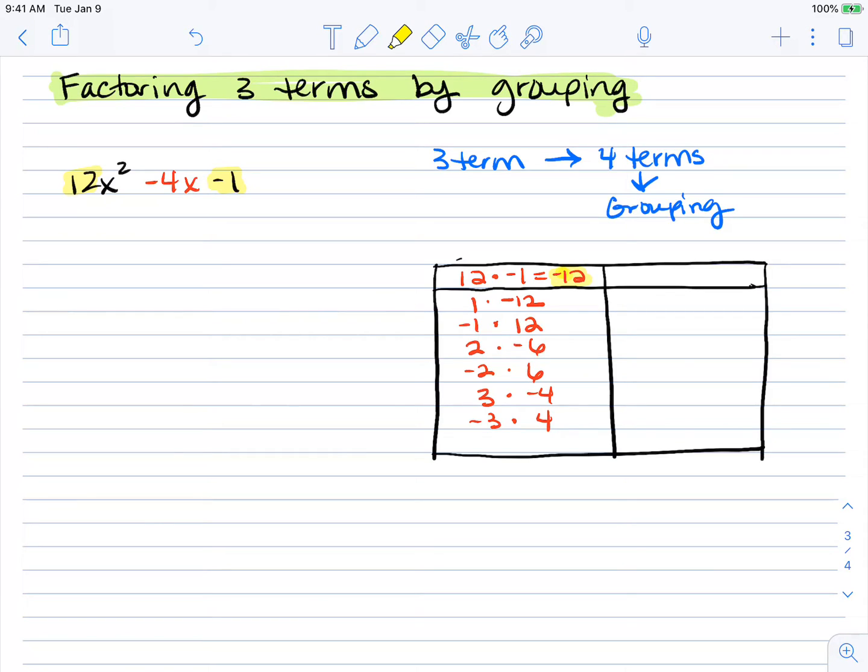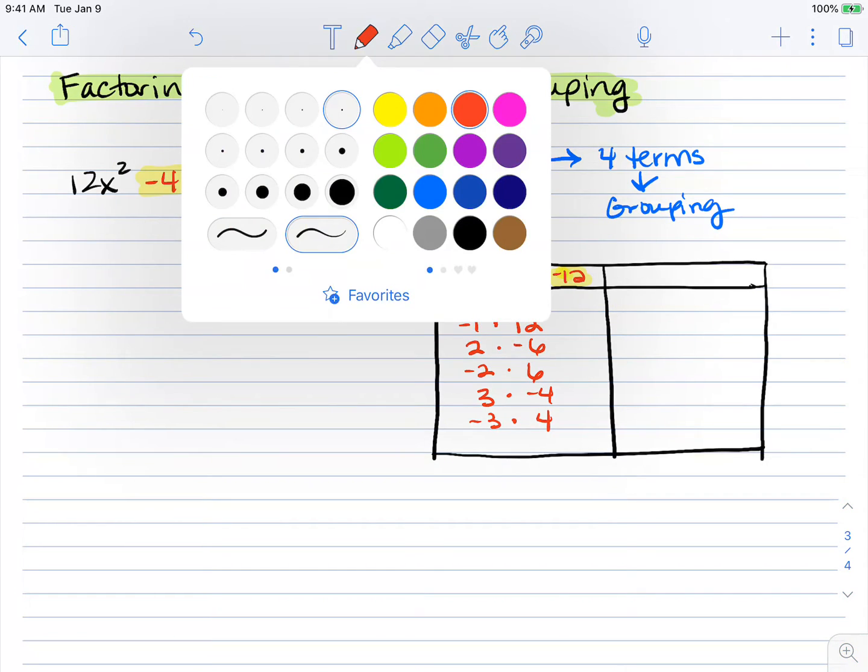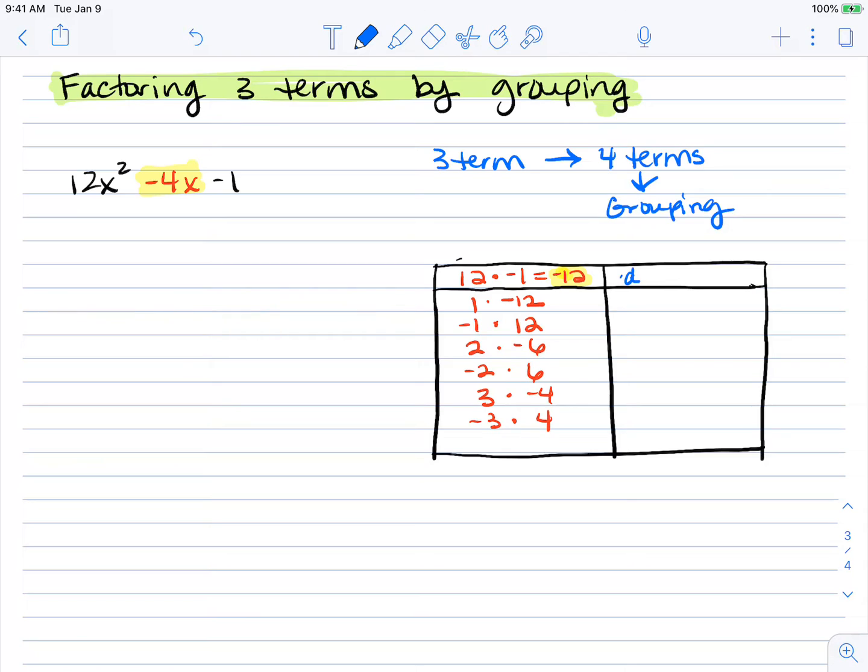Okay, now that I've done that, my goal is to take those pairs of numbers and find one that I can use to substitute this guy right here. So what I want is what adds to that middle number, to -4. If I'm looking at these, I know that these add to -11, and these add to a +11.